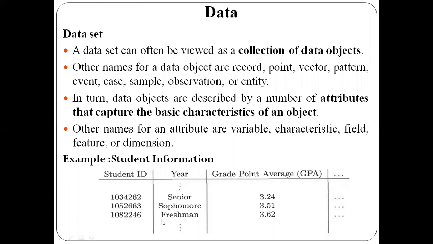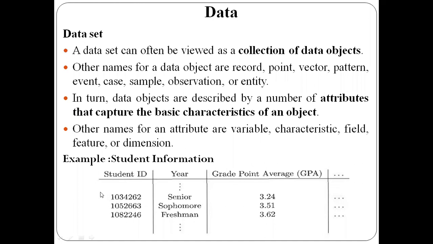Those rows are called objects here. Each row corresponds to an object, because it is the data with respect to each object, or student. So these are called objects. And each record has its own characteristics or features, and those characteristics or features are called the attributes.